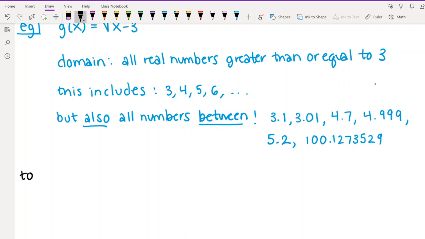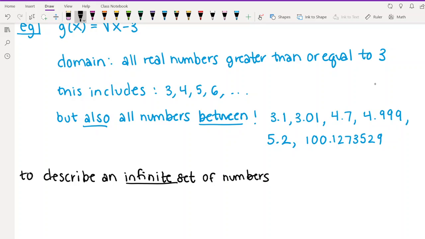So to describe an infinite set of numbers, we're going to use what's called interval notation, and that's what we'll talk about on the next page. So basically, you're going to use interval notation in these situations where you're kind of cramming in all these numbers, like every single number in between two numbers or bigger than a number, something like that.